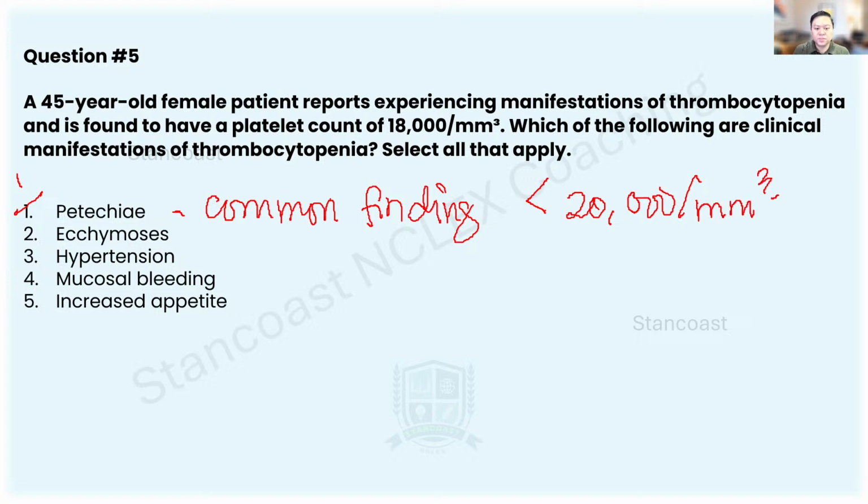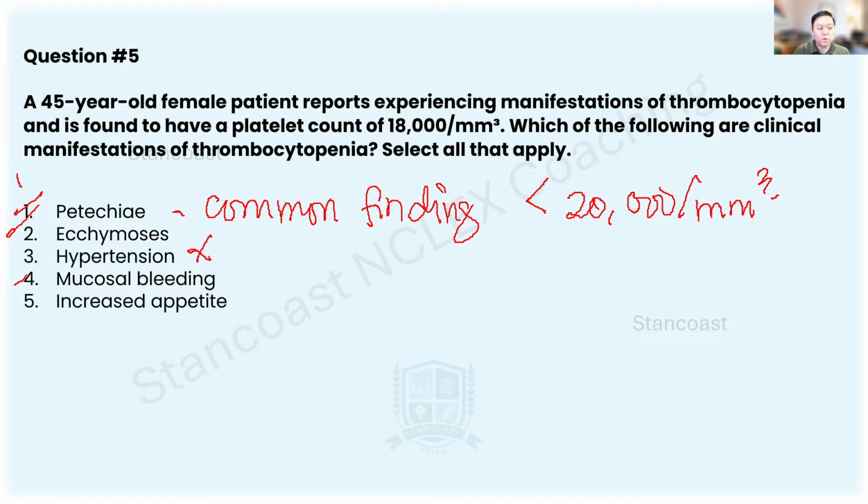What about ecchymosis? They are the large bruises that can occur in patients with low platelet counts as well. This is going to be caused by minor trauma, maybe bumping themselves into hard surfaces. So that is another correct finding. What about hypertension? Do you think hypertension is a common manifestation? No, it isn't. It's not known to cause high blood pressure. We are eliminating that one.